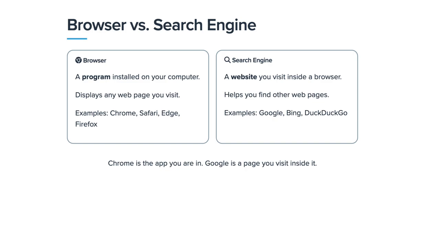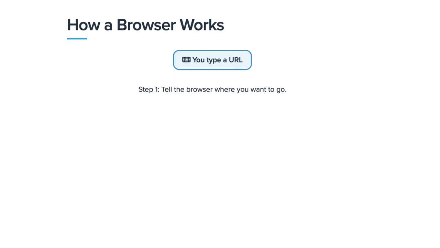This mix-up deserves its own slide because it's the #1 browser confusion on the planet. On the left, a browser. This is a program installed on your computer that displays any web page you visit: Chrome, Safari, Edge, Firefox. On the right, this is a search engine, a website you visit inside a browser, and its job is helping you find other web pages. Examples of a search engine are Google, Bing, and DuckDuckGo.